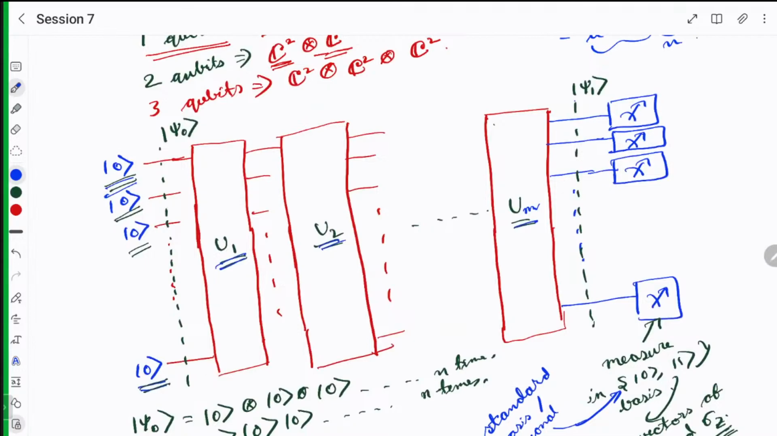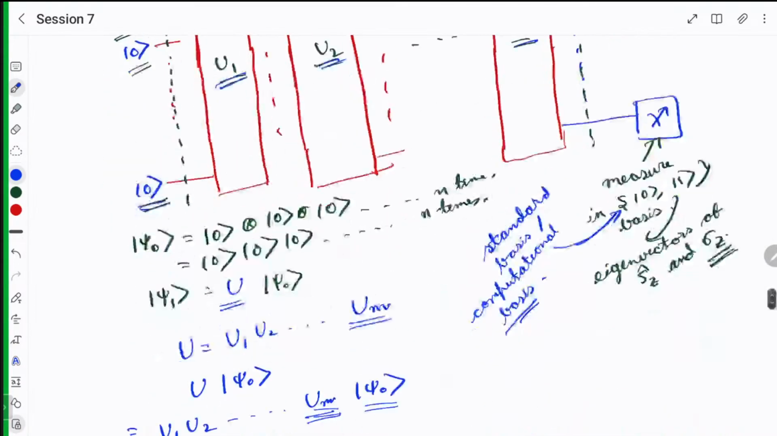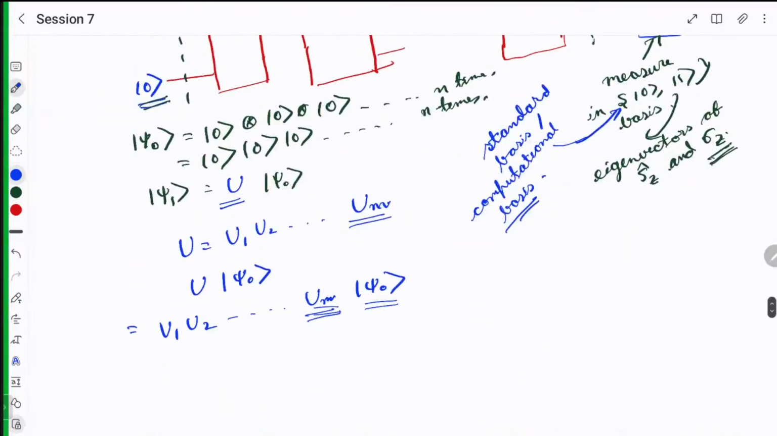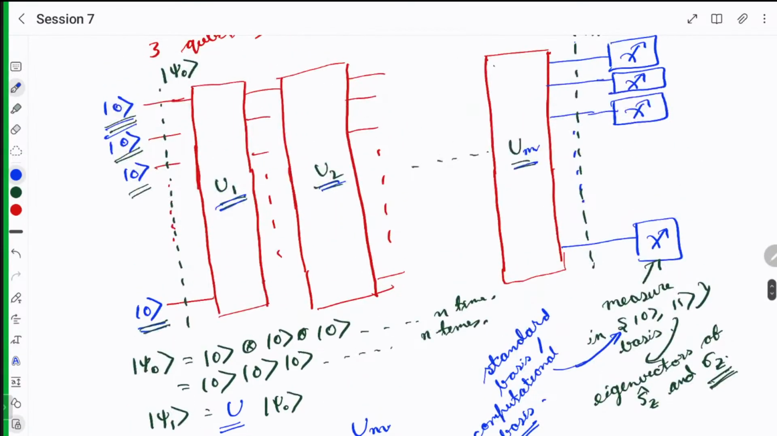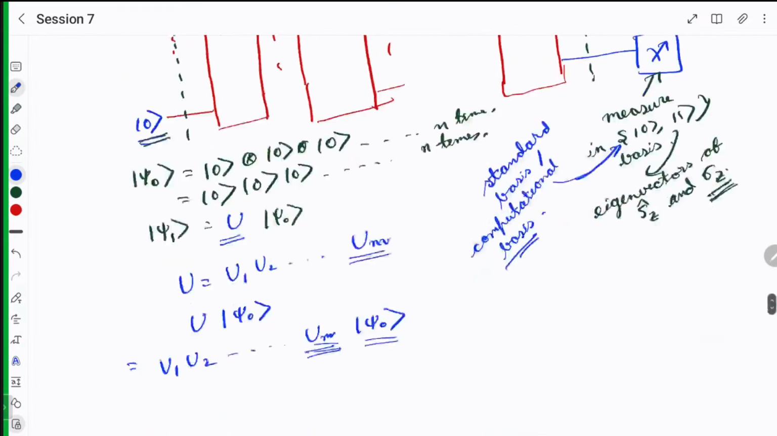Oh no, sorry. It's not what Rajrupa said, it's Aman who said that it will be U1, U2 up to UM. So Aman, is this the first unitary which acts on psi naught in the circuit? No.